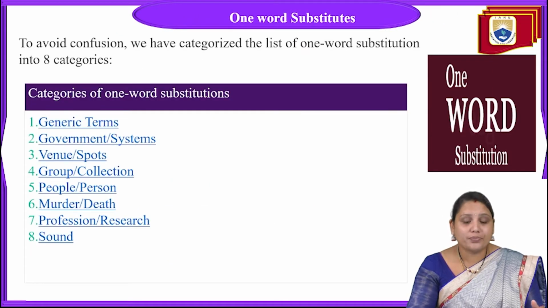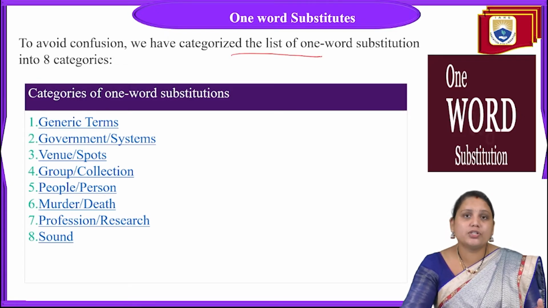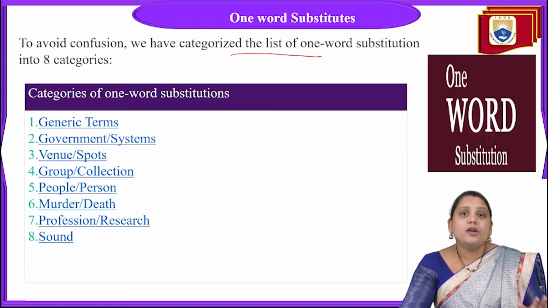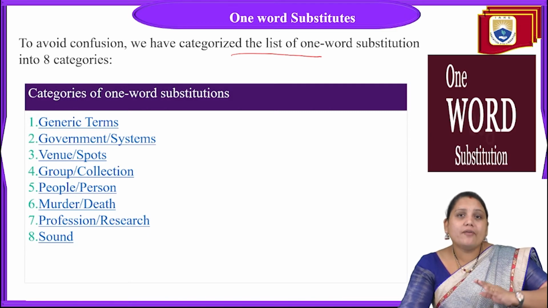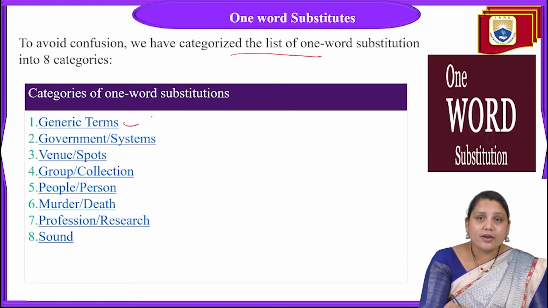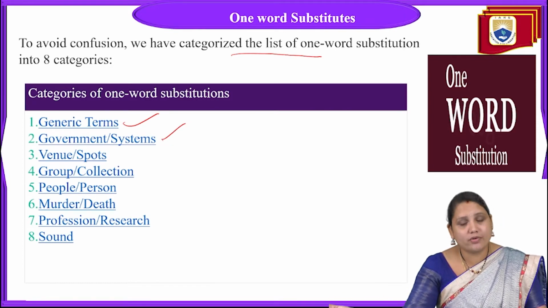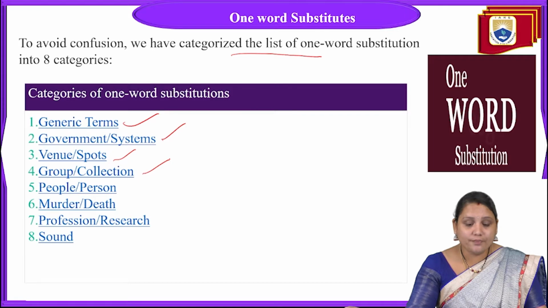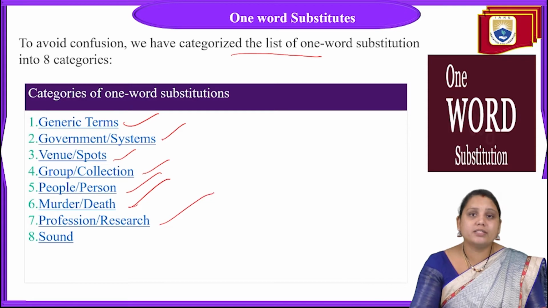Now, to avoid confusion, we have categorized the list of one word substitution into 8 categories. Now, to make you understand clearly, they have been categorized into 8 categories. Let us see. First one, generic terms. Next, government or any kind of system, organizations, then venues or spots, group and collection, people or person, then murder or death, profession or research, sound.